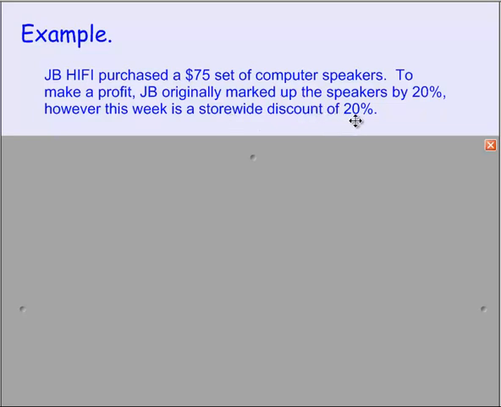And it's going to be interesting to note here that just because you start with an original price, you mark it up by 20%, and then discount it by 20%, it doesn't mean you go straight back to your price. The way percentages work is it's based on the original value you started with.